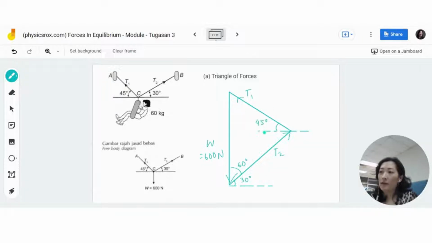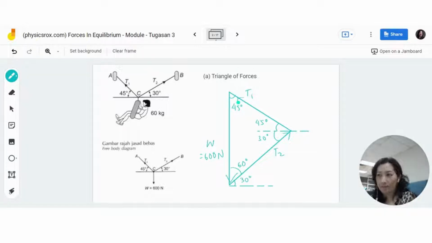So 45. So if we have a triangle this way, that means this is also 45. Because of the Z rule, this would be 30 degrees. And there you go. This is your triangle of forces for this particular question.